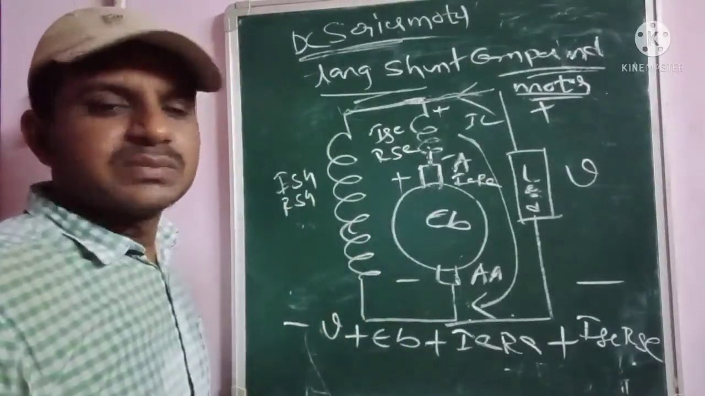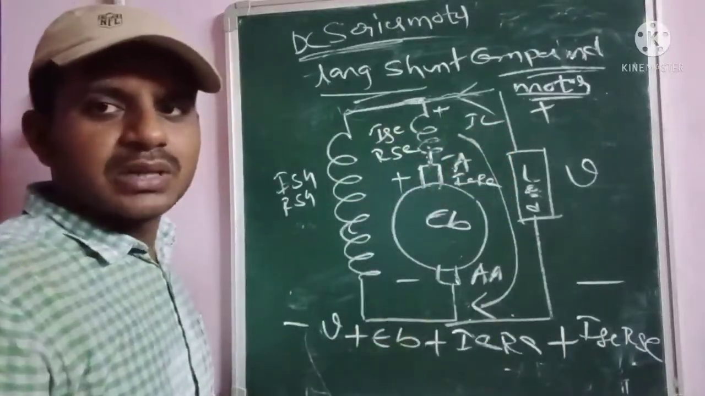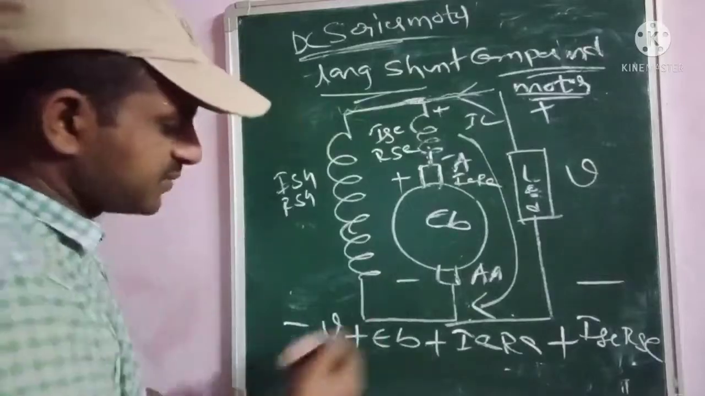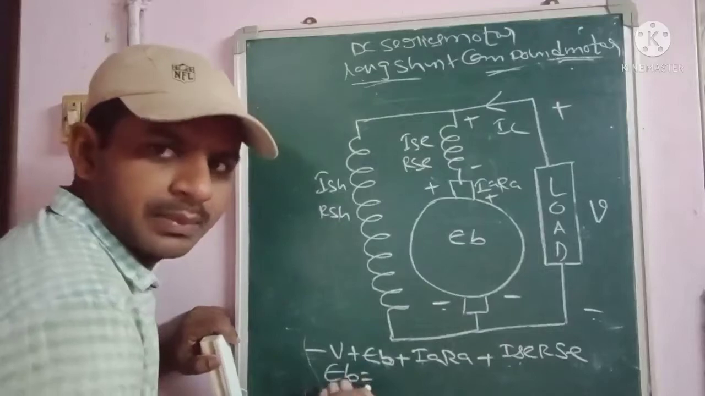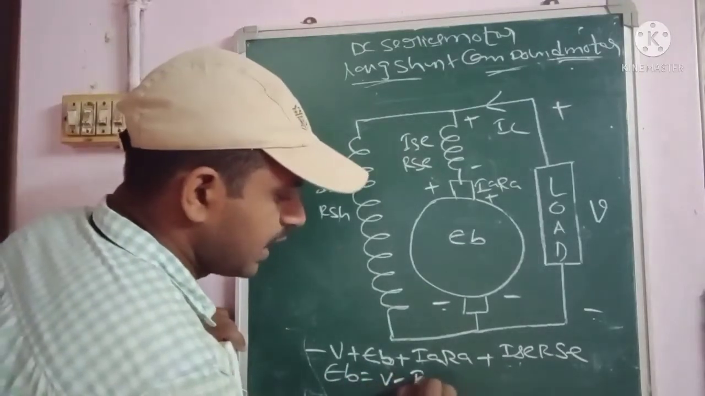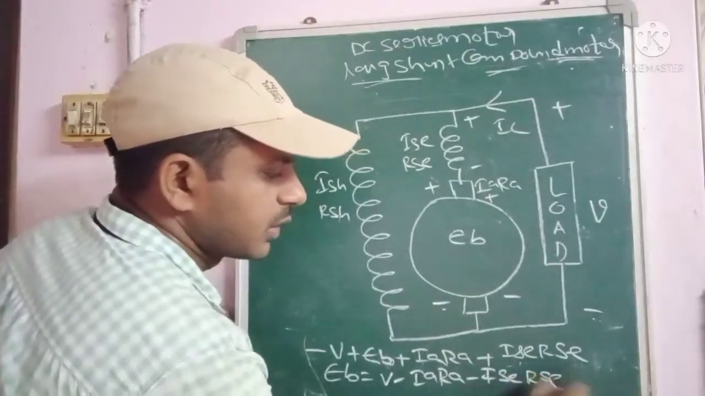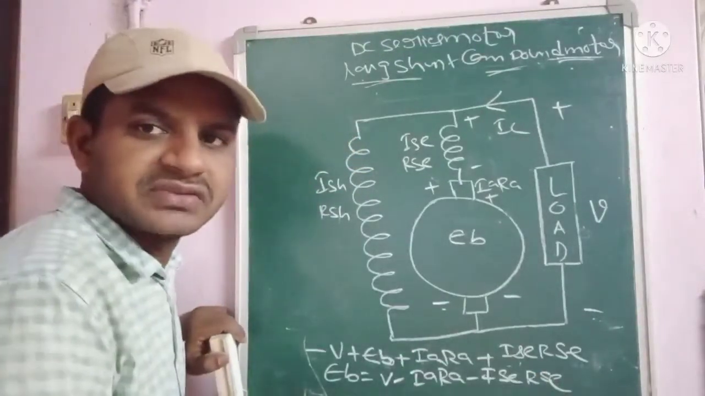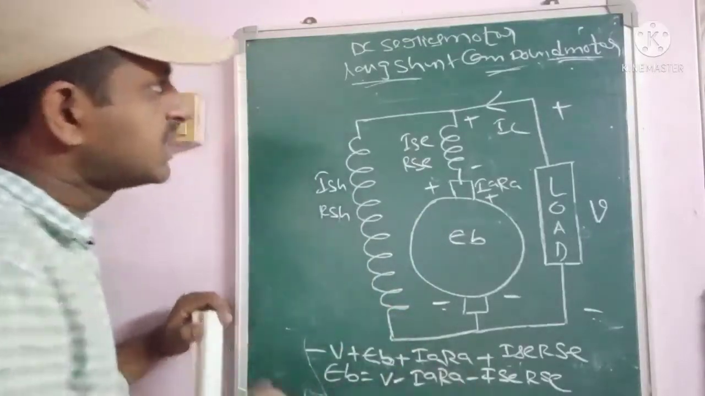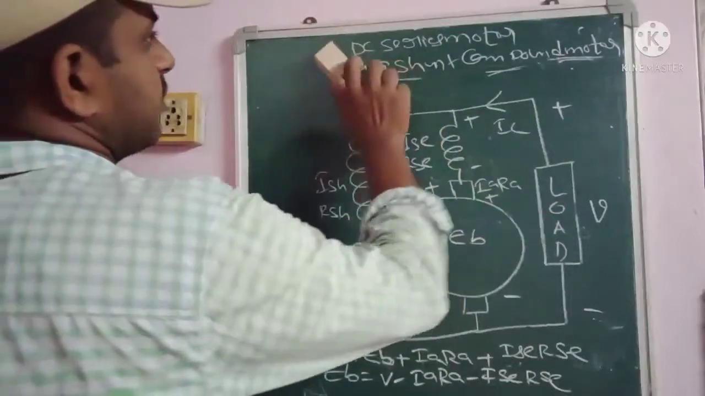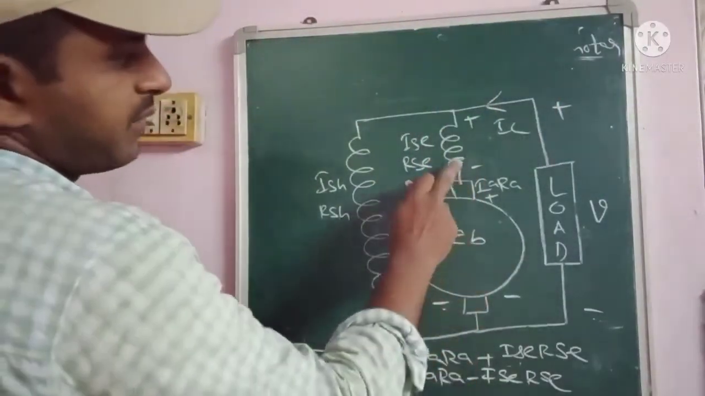This equation will be like a DC series motor, if you observe the total diagram's equation representation. From this equation, finally you can get EB is equal to V minus IA into RA minus ISC into RSC. So this is the back EMF equation for the long shunt compound motor. From this circuit diagram, we have to write the next relation.